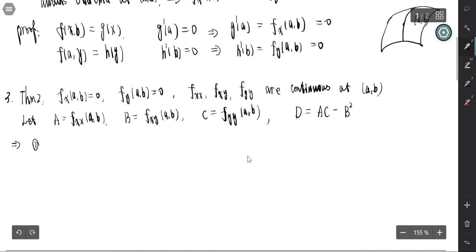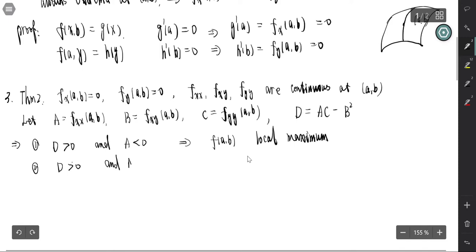First, if D is greater than 0 and A is less than 0, then f(a, b) is a local maximum. Second, if D is greater than 0 and A is greater than 0, then f(a, b) is a local minimum.